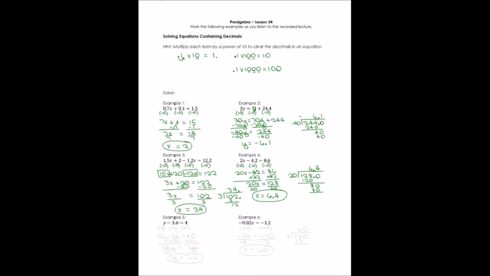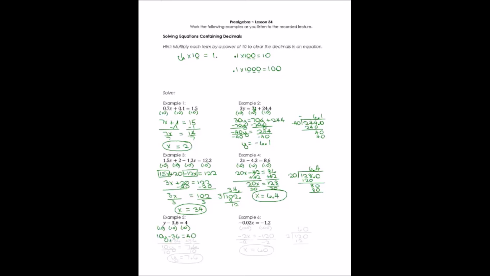Example number 5 has y minus 3.6 is equal to 4. Well, there's only one number that has 1 decimal place, but we're still going to clear the decimals by multiplying each term times the number 10. It just makes our equations easier to solve. So I'll multiply y times 10, I'll multiply negative 3.6 times 10, and I'll multiply 4 times 10. Y times 10 will give me 10y. Negative 3.6 times 10 is going to give me a negative 36, and 4 times 10 is 40.